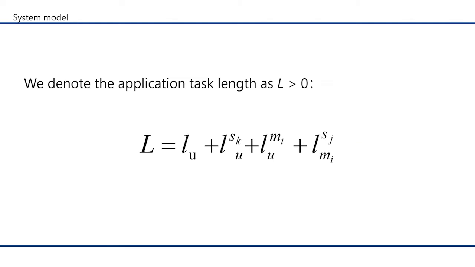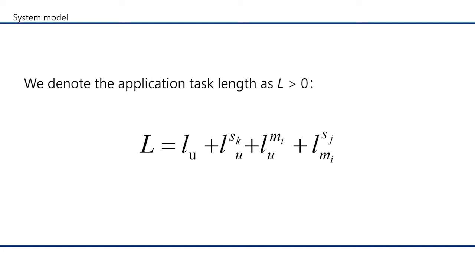We denote the application task length as L. Let LU greater than or equal to 0, LU to SK greater than or equal to 0, LU to MI greater than or equal to 0, and LMI to SJ greater than or equal to 0 represent the length of the computing segment at the local mobile device, offloading from local mobile device to the asset point, offloading from local mobile device to the relay mobile device, and offloading from relay mobile device to the asset point, respectively.